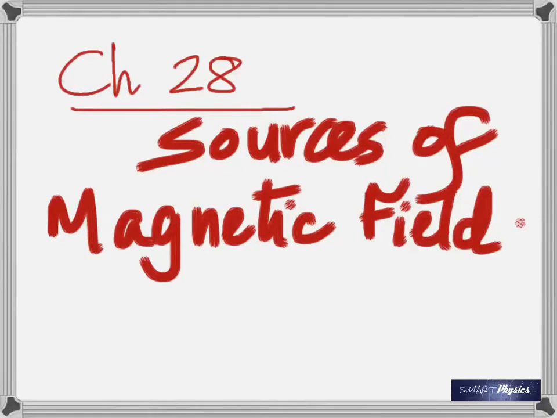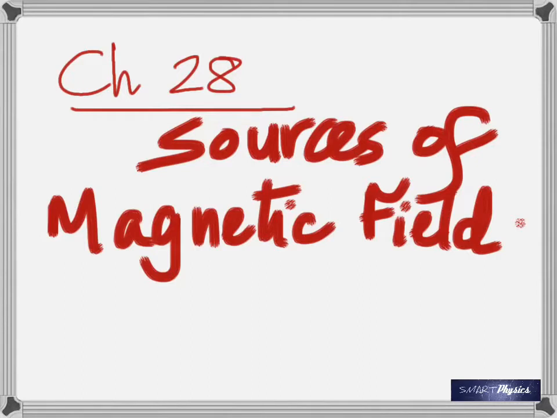Okay, sources of magnetic field. That means how magnetic fields can be produced. How could magnetic fields be produced? Wherever there's an electric current, there is a magnetic field. That's a simple trick, right? If you have an electric current flowing, you're going to have a magnetic field.